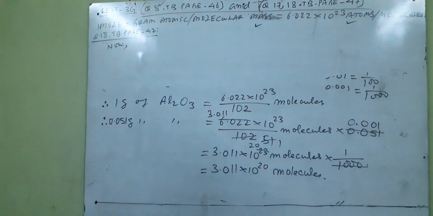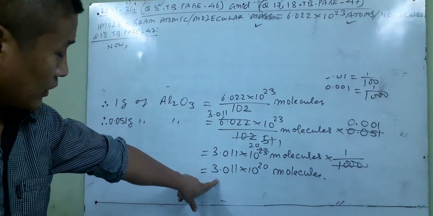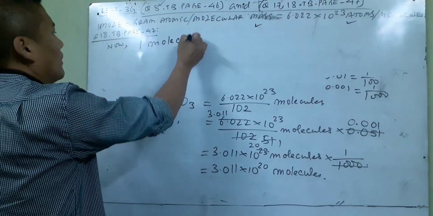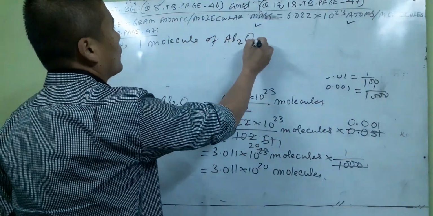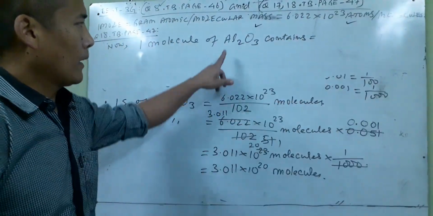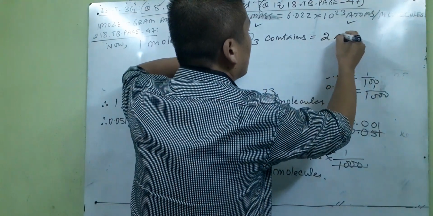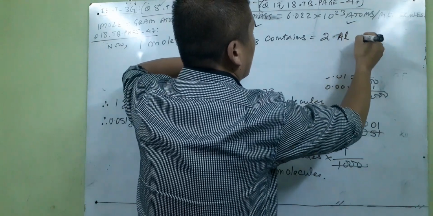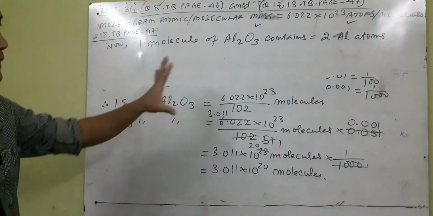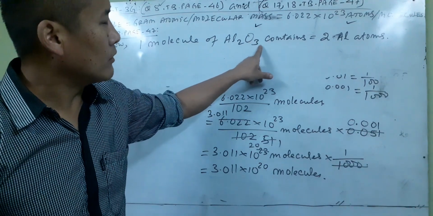Okay, you see here. So this one, molecules. So one molecule of Al2O3 contains equal to how many aluminum atoms at the back? 2, yes. So we write here 2 aluminum atoms, right? So one molecule contains 2 aluminum atoms, as you can see from here. 2 aluminum atoms and 3 oxygen atoms.